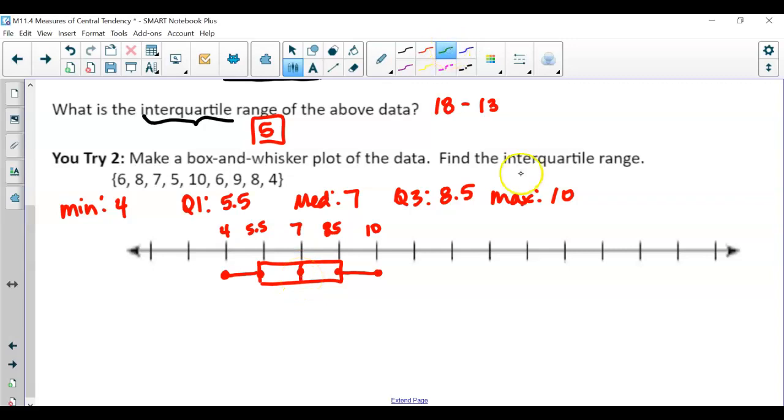Now, the interquartile range, the IQR. Again, you were supposed to subtract the quartiles. So that is 8.5, quartile 3, minus quartile 1, 5.5, giving you an interquartile range of 3.